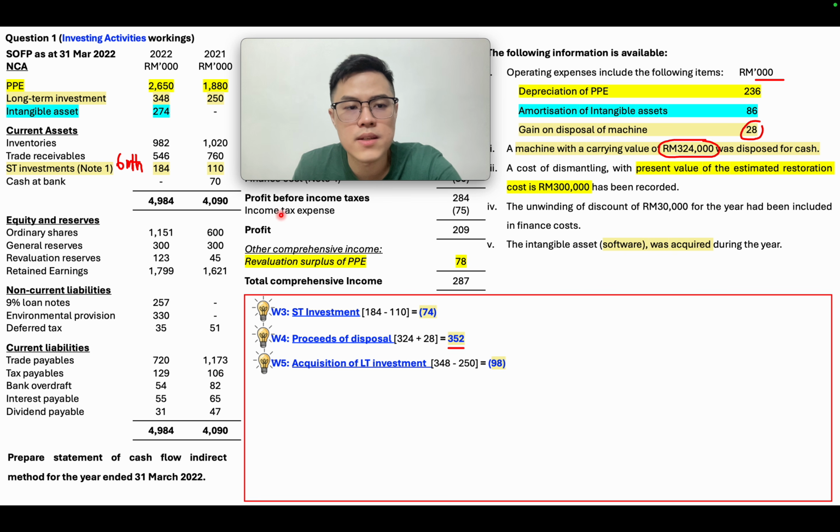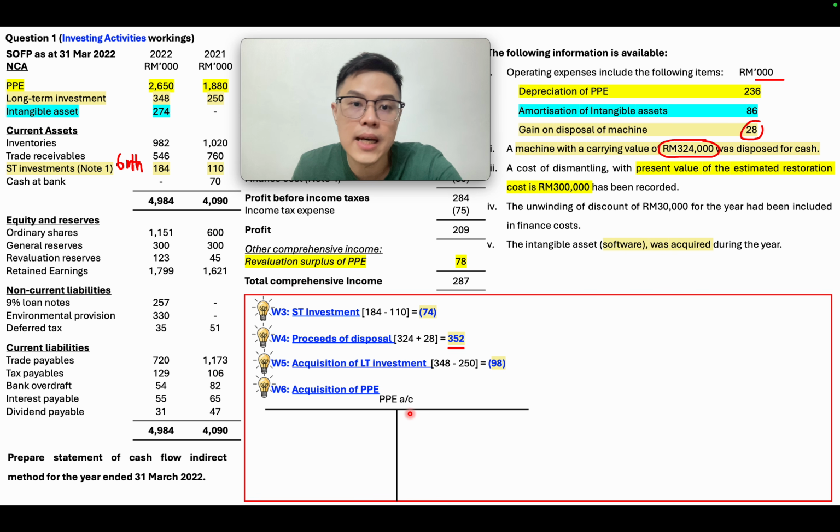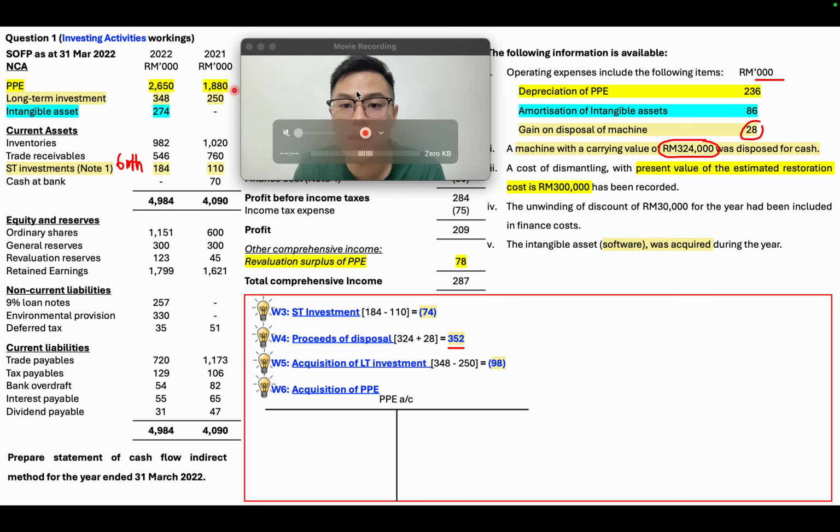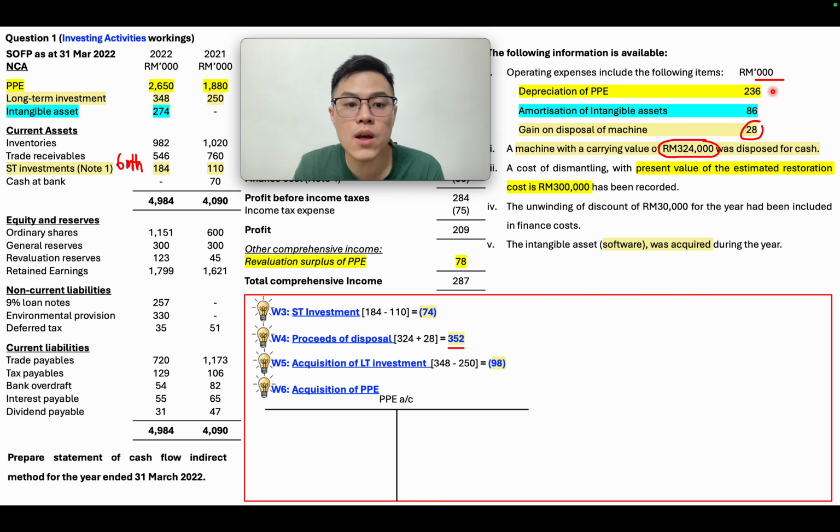And after we do the simple one, now we are looking at PPE and intangible asset. Let's start with the difficult one, PPE. So PPE, let's prepare our PPE account so that we can better understand how much money we have spent. You cannot just compare 1880 with 2650, because PPE got depreciations, PPE also got revaluation surplus, and PPE also got cost of dismantling.